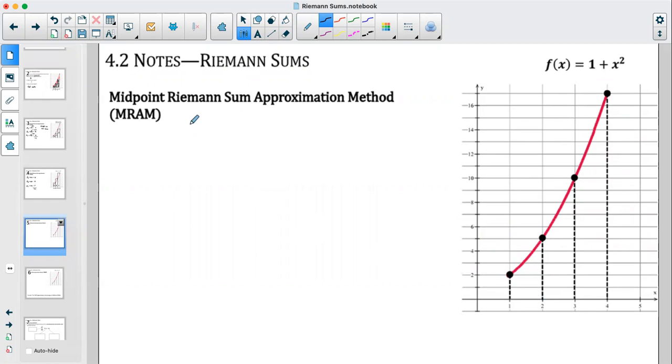So this one's kind of a pain because we're still using these three intervals from 1 to 4. Each one is 1 unit long. But now instead of using, you're like, well, the left side was too small, the right side was too big. It's like Goldilocks, right? We're going to use the middle now. We're going to use the midpoint of this interval. So from 1 to 2, we have the first interval, it's 1 unit long. The midpoint is right here.